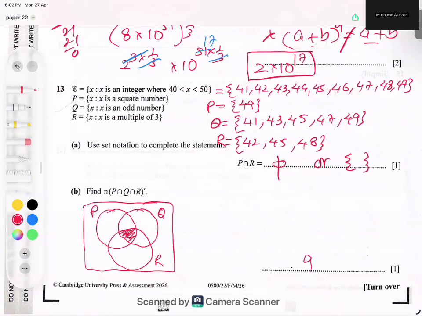Let me recheck once again, because there is nothing common between them. There's no member in the middle. Yes, exactly. 49 is present in two sets, but not in the third one. So I think nothing is common. So we have to count all 9 members. I hope the point is very clear.